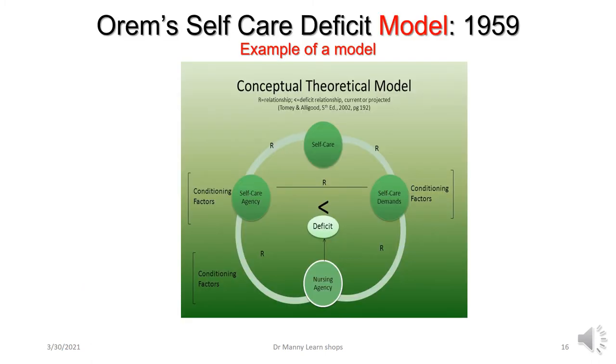Okay, let's look at an example of a nursing model. This is Orem's self-care deficit model, and this originated from a grand nursing theory that was developed by Orem between 1959 and 2001. The theory is also referred to as Orem's model of nursing, and she used it particularly with rehabilitation and in primary care settings where patients were encouraged to be as independent as possible.